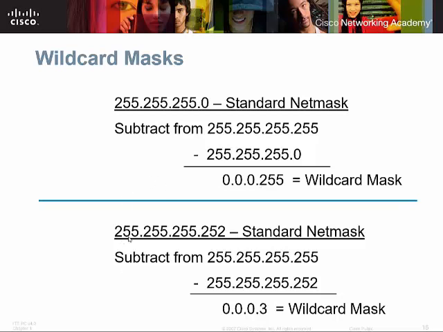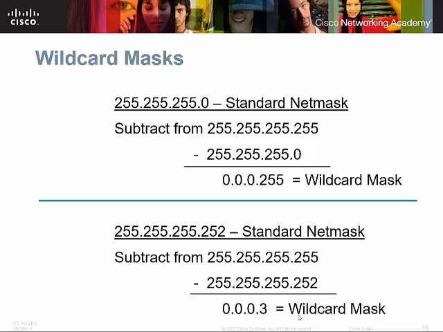Well, let's take a look at 255.255.255.252, right? This is the standard net mask for a point-to-point /30. How do we get its wildcard mask? The same way. We subtract it from all 255s. Notice my last octet here. 255 minus 252 gives me 3. So my wildcard mask for a point-to-point network, a /30, is 0.0.0.3. And we just follow this no matter what the standard net mask is.